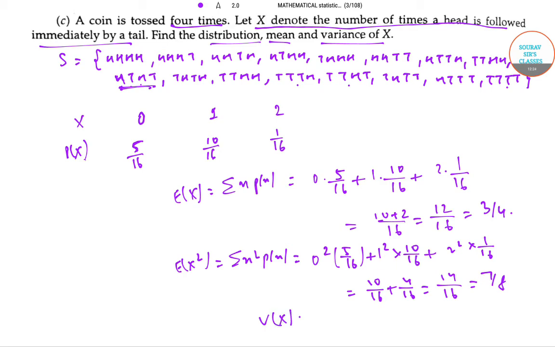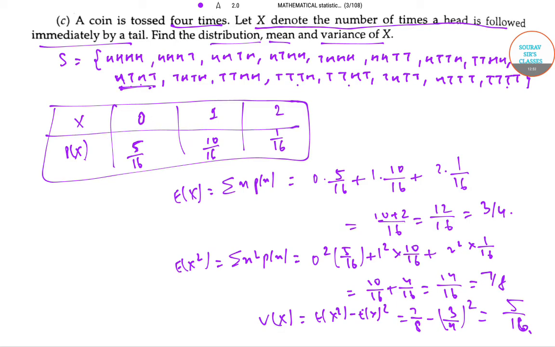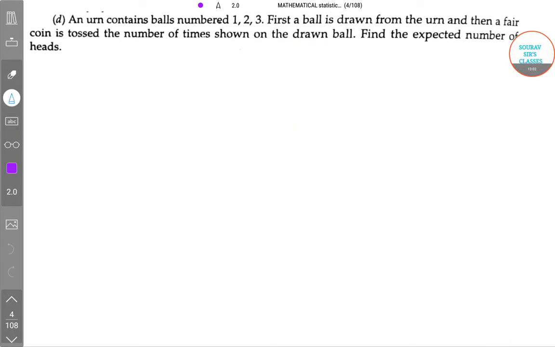Now variance x is equal to expectation x squared minus expectation x whole squared. So 7 by 8 minus 3 by 4 squared, and this comes out to be 5 by 16. Thus we get the distribution over here, and our mean is 3 by 4, whereas variance is 5 by 16. Moving on to the next question.